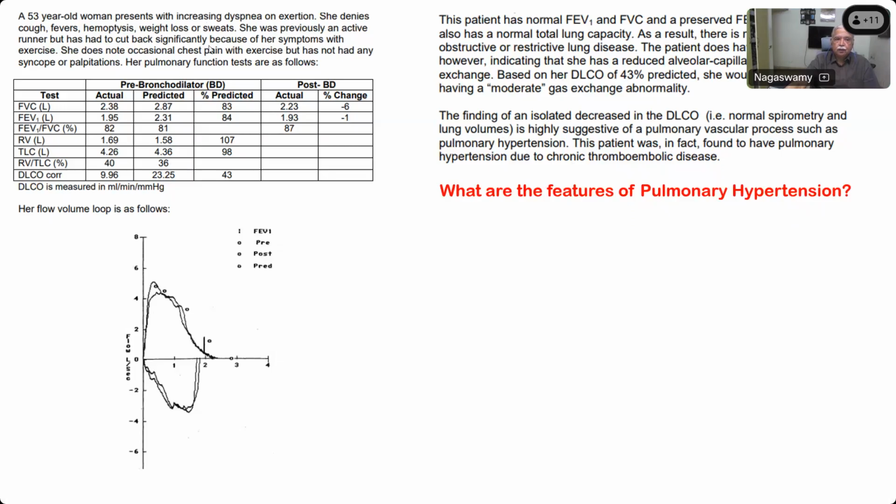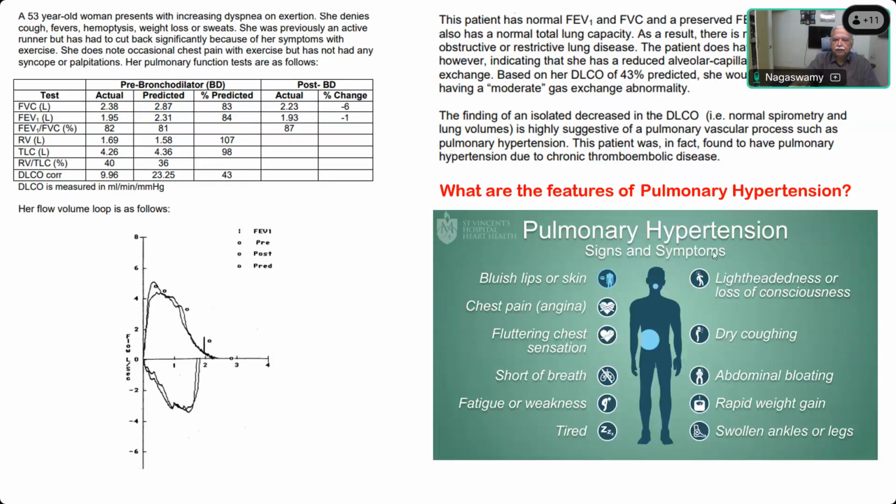Already she has some of these, dyspnea on exertion. It can be classified into signs and symptoms. The signs are bluish lips, chest pain, fluttering chest sensation, shortness of breath, fatigue, tiredness, and the symptoms are lightheadedness, dry coughing, abdominal bloating, rapid weight gain, swollen ankles or legs. These are all there. So this has nothing to do with respiratory mechanics. It is mainly because of the diffusion defect due to the vasculature problem.